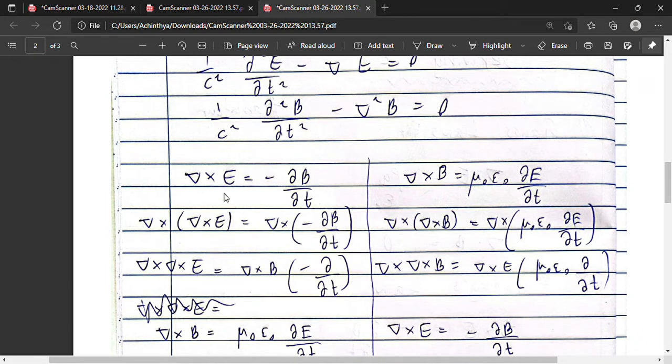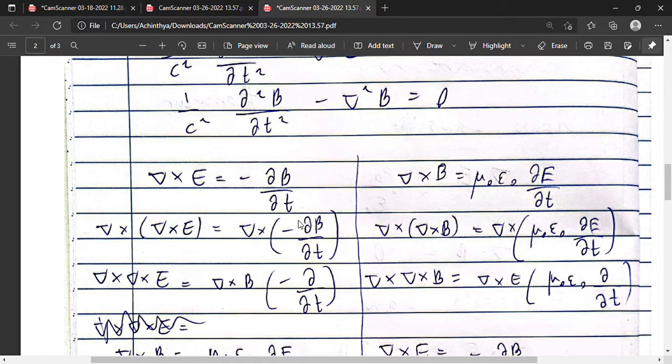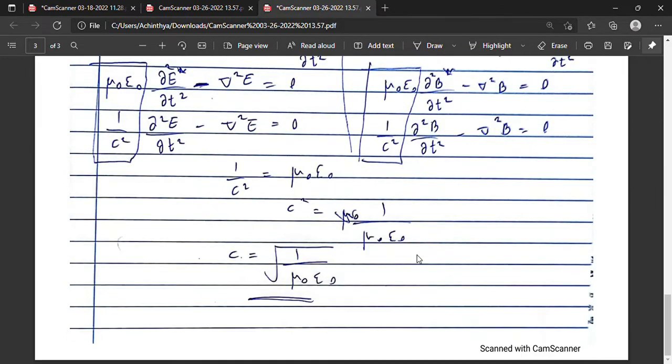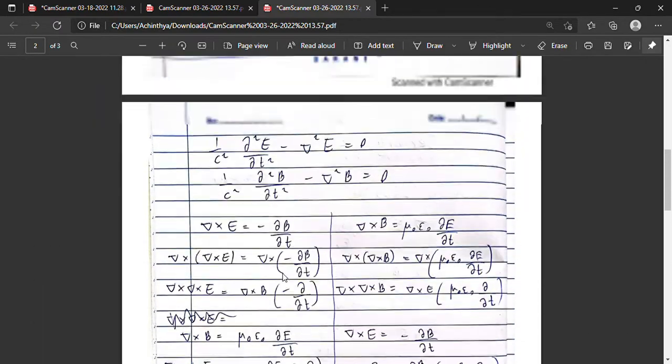So here we have Maxwell's curl equations, we got Faraday's law, and we have Ampere's law. We're going to take the curl of the curl equations. So we're going to take the curl of the electric field, or we can also take the curl of the magnetic field. There are two ways of deriving the velocity of light, so we're going to do both of them at the same time over here.